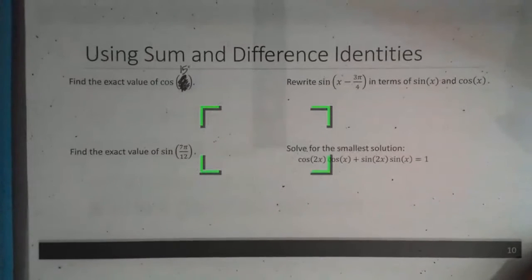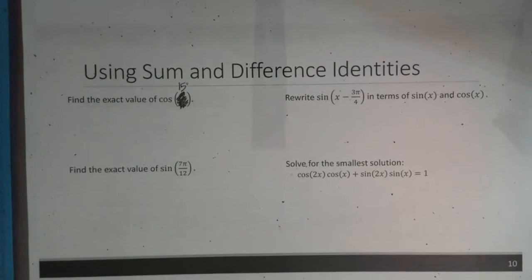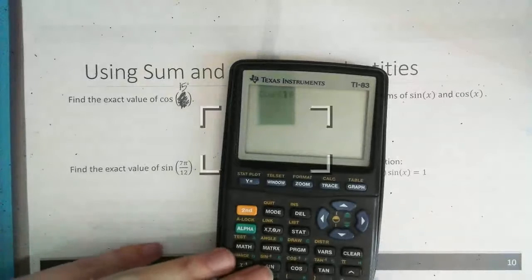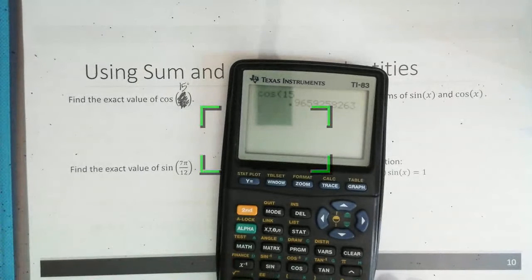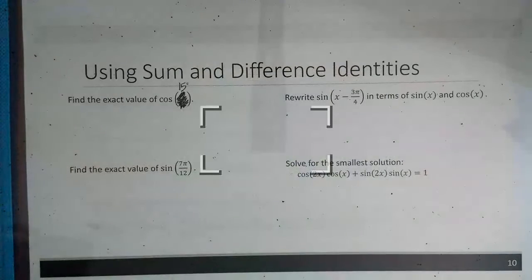I did change the first problem so that we had one in degrees. So do note that for this first problem, we want to find the exact value of cosine of 15 degrees. Now 15 degrees is not on my unit circle, so I don't know it off the top of my head. If I tried to find that on my calculator, first I'd have to make sure I'm in degree mode, and then I'd go, well, what's the cosine of 15 degrees? That is a decimal answer. It doesn't want a decimal answer. It wants an exact value. So we're going to have to find a way to represent this.